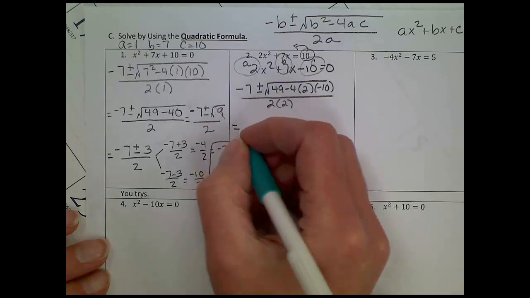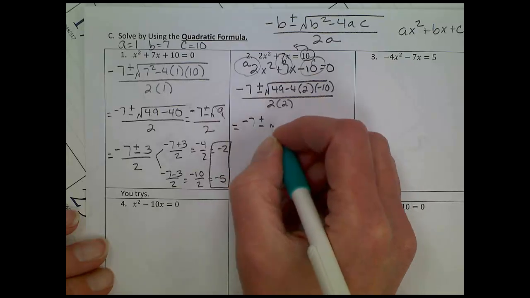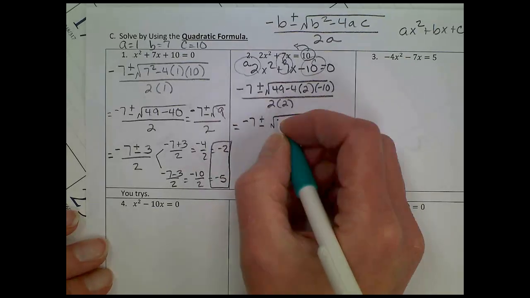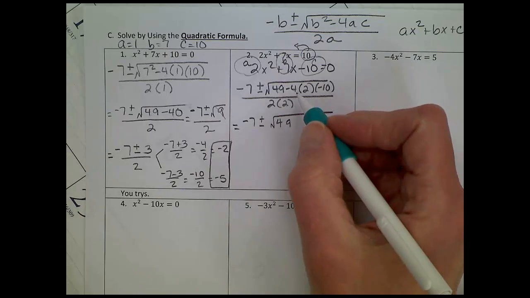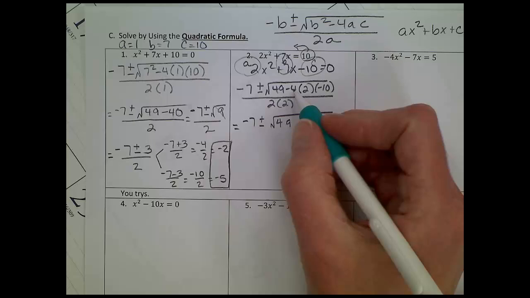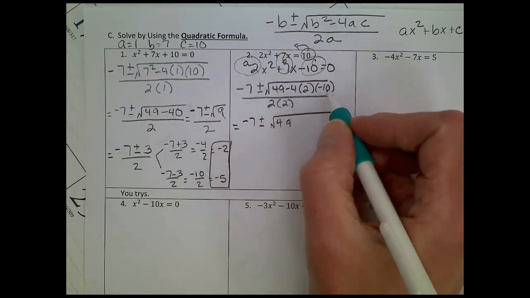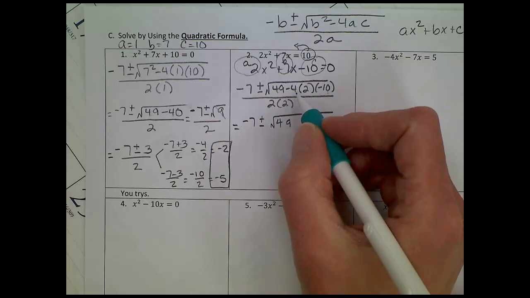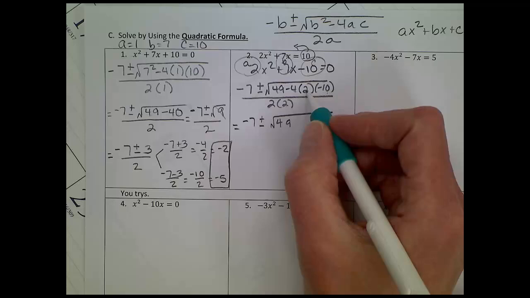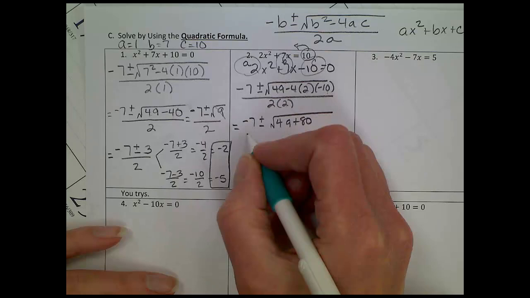Simplifying from there, bring down your negative 7. Take care of what's on the inside. I already did the 49. I'm jumping ahead. And now here, I stop and I look at this a few different ways. I've got negative 4 times 2 times negative 10. I have a negative times a negative, so I'm going to have a positive. Okay? I've got 4 times 2, which gives me 8. And then 8 times 10, that'll give me 80. So I have plus 80. And then on the bottom, 2 times 2 is 4.